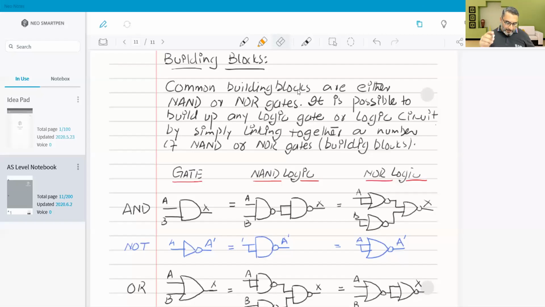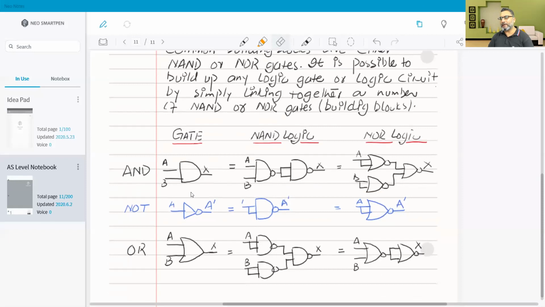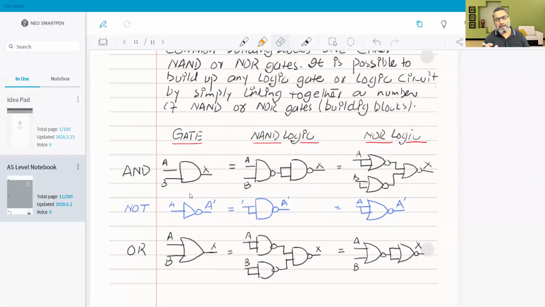So as I said, that building blocks are actually either NOR or NAND gates. So common building blocks are either NAND or NOR gates. It is possible to build up any logic gate or logic circuit by simply linking together a number of NAND or NOR gates, which are called building blocks. As you can see over here, CAIE does not require you to have a lot of knowledge of it.